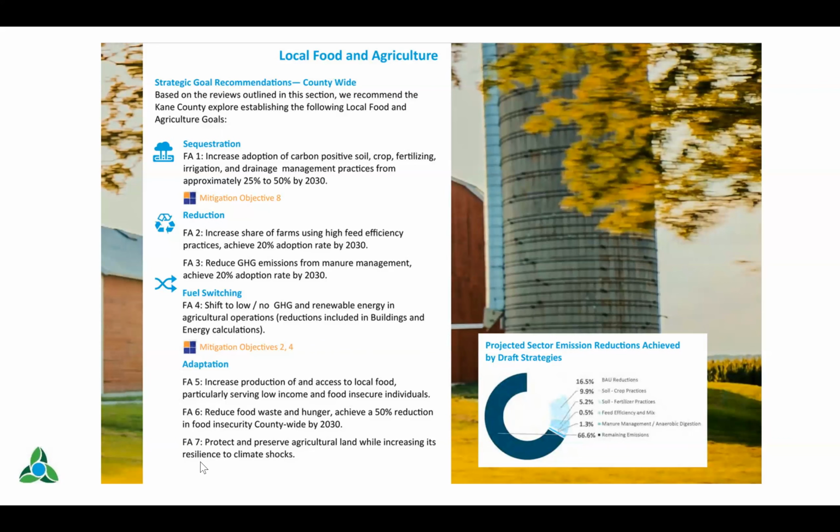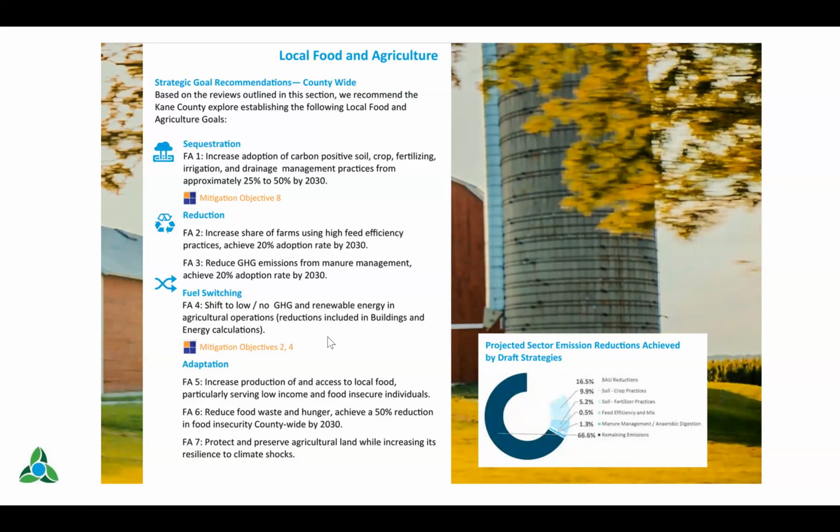And then adaptation, looking to increase production of and access to local food, particularly those that can serve low income or food insecure individuals. So folks that maybe don't have enough access to quality fruits and vegetables, quality food, or food in general. What can we do to help increase their access to that and decrease food insecurity? Reducing food hunger and food waste, and protecting and preserving our agricultural land while increasing its resilience to climate shocks. So those impacts in the future, flooding and so forth.